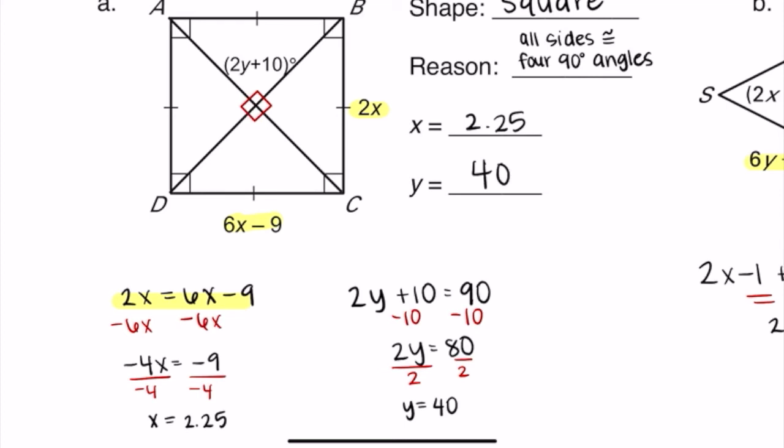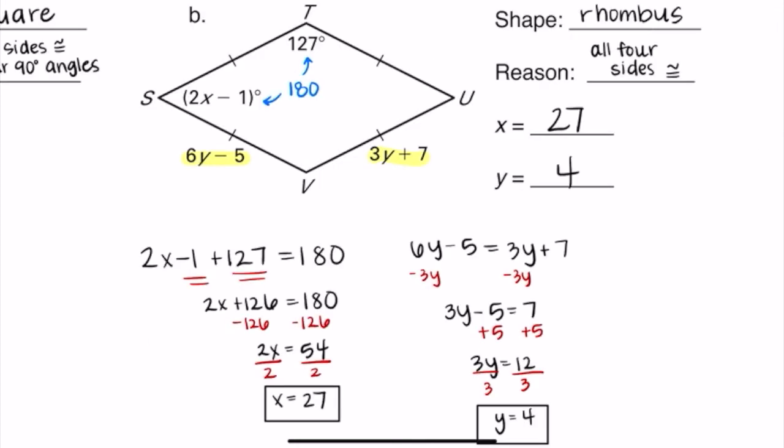And then the way that I go about solving for y is different. Notice that the angle for y right here is marked in the center, where the two diagonals of the square intersect one another. And we know that the diagonals of a square are perpendicular. So I'm going to set 2y plus 10 equal to 90, since that angle is equal to 90 degrees because the diagonals are perpendicular. I'll minus the 10 from both sides and divide by 2. And so for this one, I'll get y equals 40.